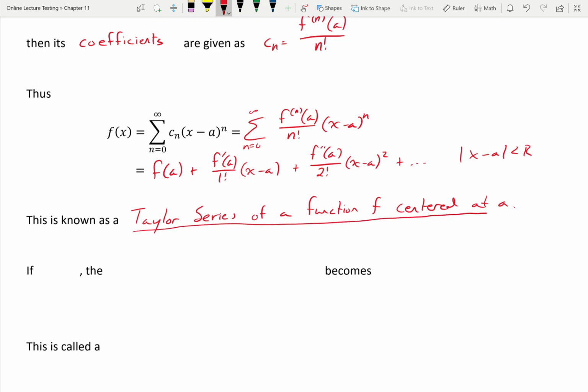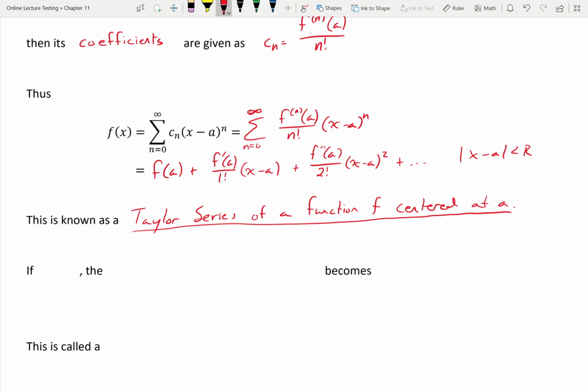So a Taylor series is just a power series with a very specific form of its coefficients. Here it's the nth derivative evaluated at a divided by n factorial. That's all that is. So this is just an extension of power series that we talked about in the previous section. All right.